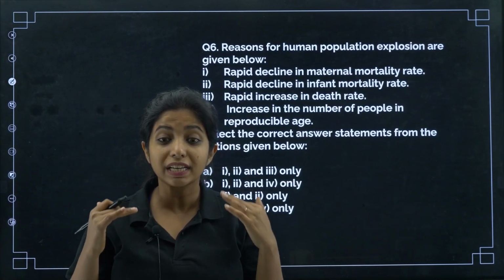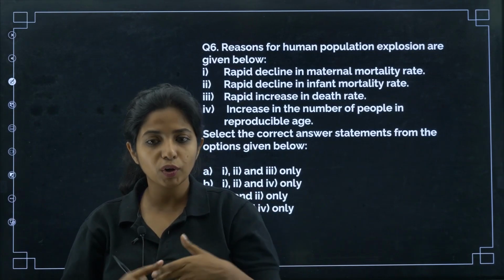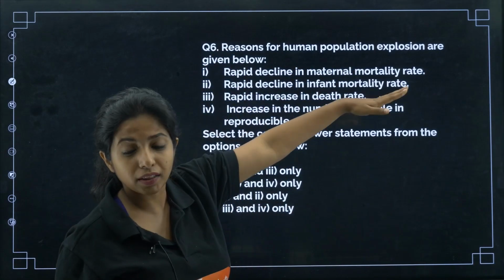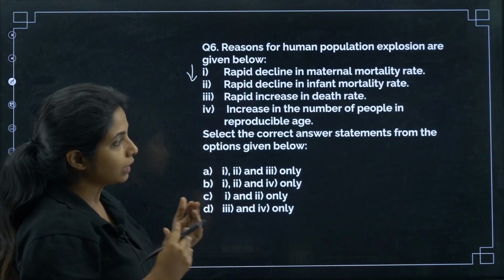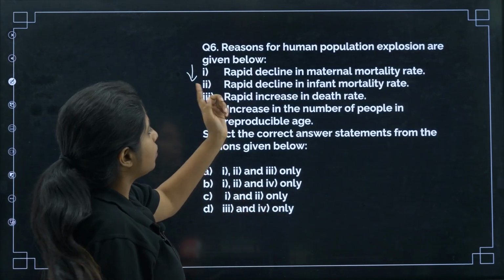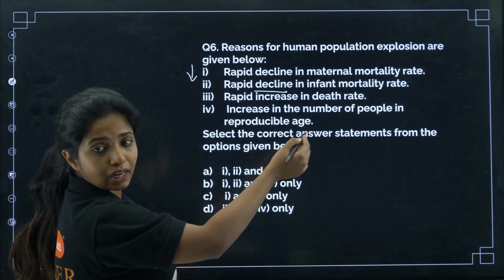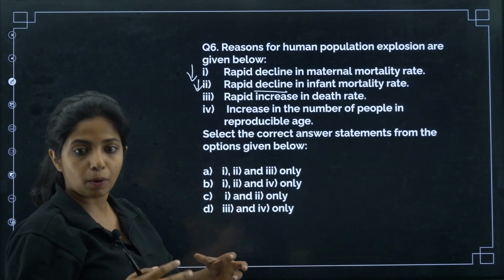Reasons for human population explosion are given below. That means the reason for increase in the human population. Rapid decline in maternal mortality rate. What do you mean by mortality rate? As in death rate. So decline in maternal mortality, that means less of the mothers are dying. So obviously that is a reason why there is a population increase. Okay. Now, rapid decline in infant mortality rate. Again, there's a decline, so that's a good thing again, right? So, infant mortality, as in infants are dying less. So, obviously, the population would be increasing.